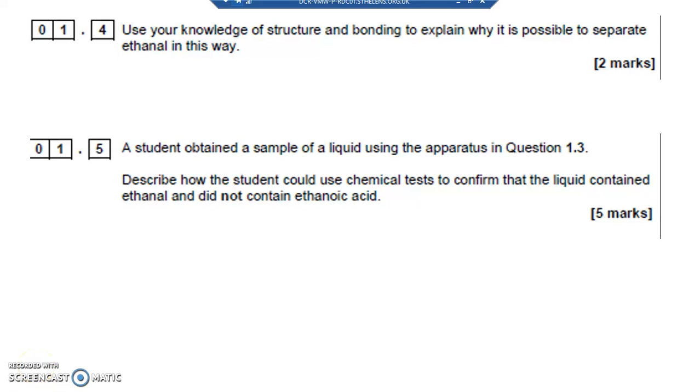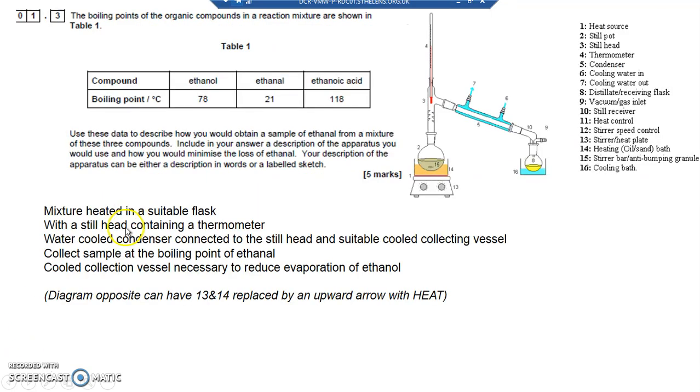Question 1.4. Use your knowledge of structure and bonding to explain why it's possible to separate ethanal in this way. Well, remember you're separating ethanal from ethanol and ethanoic acid. Ethanol and ethanoic acid each have an O bonded to an H. If you have an O bonded to an H, or an F bonded to an H, or an N bonded to an H, then the difference in electronegativity between the O and the H is large, and therefore you get a large polar bond, a large delta plus and delta minus.